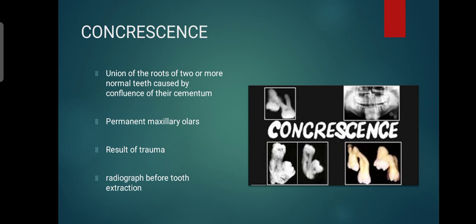Concrescence can occur before or after tooth eruption and primarily involves the permanent maxillary molars. Usually, it involves only two teeth. Now, obviously, without radiographic diagnosis, you cannot conclude whether it is concrescence or not. Therefore, to recognize concrescence, you must take a radiograph before extraction. Failure to recognize its presence can result in extraction of two teeth when a single extraction was intended.